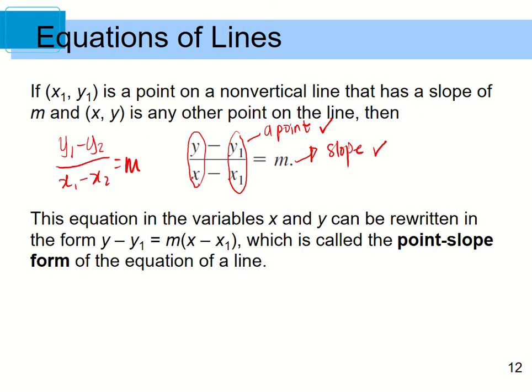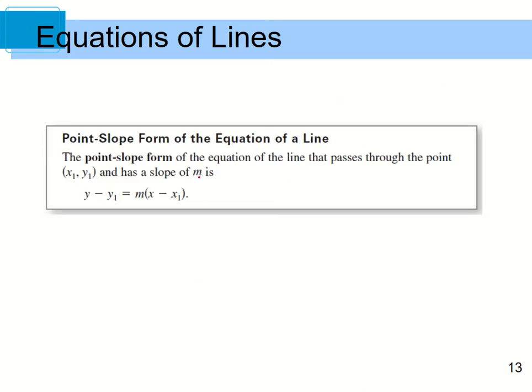Now, by moving the element of x to the right-hand side, we get this formula: y minus y1 equals m times x minus x1. This formula is called the point-slope form. So when we write the equation in this form, the equation of the line is in point-slope form. This is the formula, the point-slope form of the equation of a straight line. Let's see some examples.